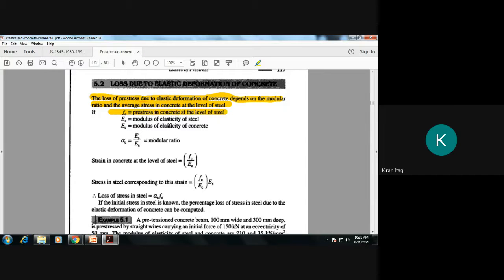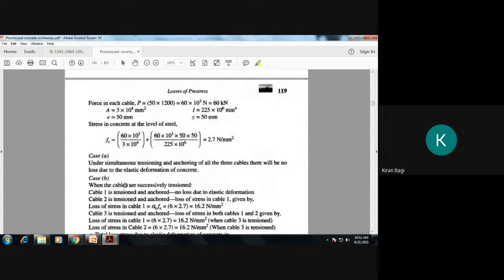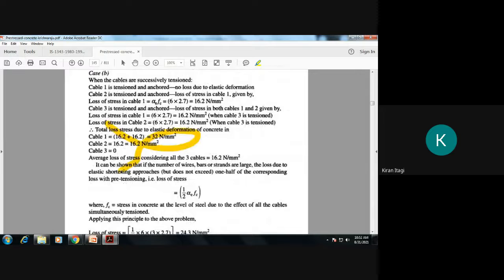Therefore, Fc is the stress in the concrete, Es is the modulus of elasticity of steel, Ec is that of the concrete, and this formula is most important. Remember, modular ratio equals Es upon Ec. You have already learned this in strength of materials. Strain in concrete at the level of steel is given by Fc upon Ec. Stress in steel corresponding to this strain is given by Fc upon Ec into Es. Don't get confused, just remember these formulas. Take the screenshot; we will solve the numericals, and all the numericals are from this reference textbook.